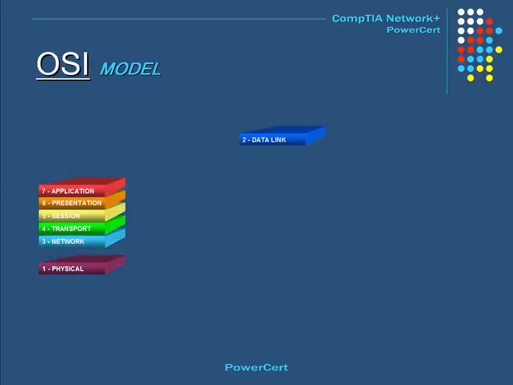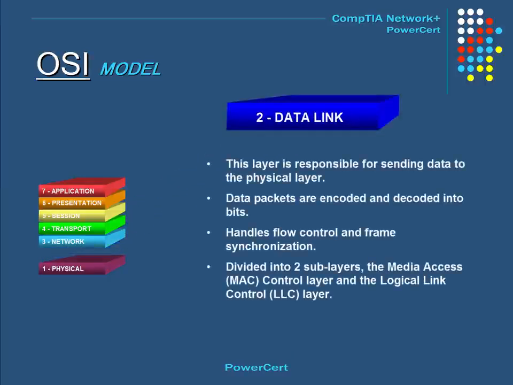The data link layer is responsible for sending data to the physical layer. Data packets are encoded and decoded into bits. It handles flow control and frame synchronization. And it's also divided into 2 sublayers: the media access control layer and the logical link control layer.